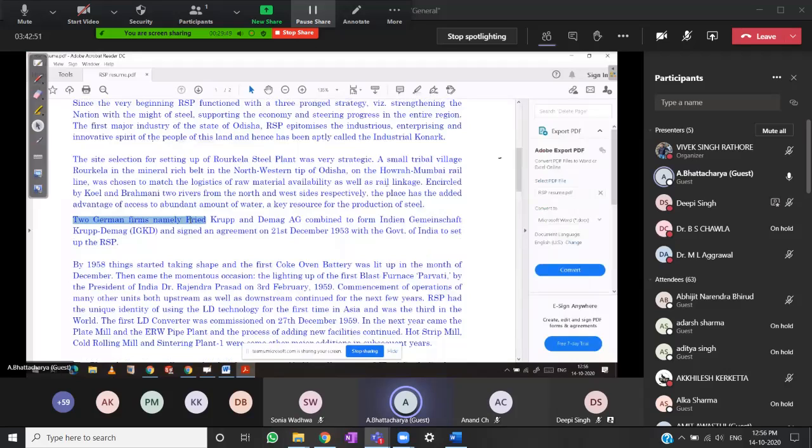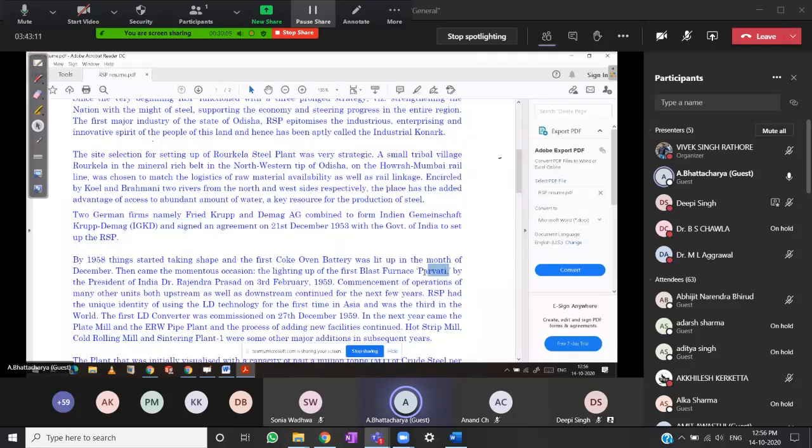In 1958, the construction was complete and there was the lighting of the first blast furnace, Parvati, by the President of India on 3rd February 1959. So this is the first blast furnace in India. The Rourkela steel plant is the first integrated steel plant, which was inaugurated on 3rd February 1959.